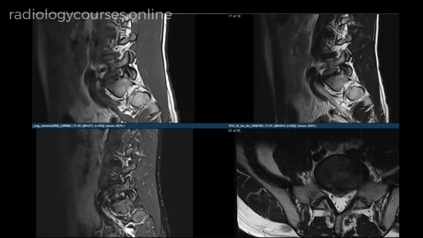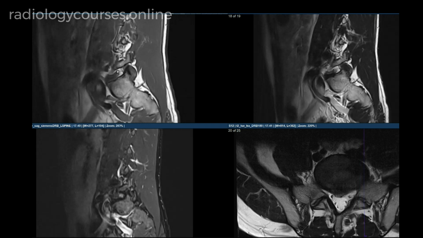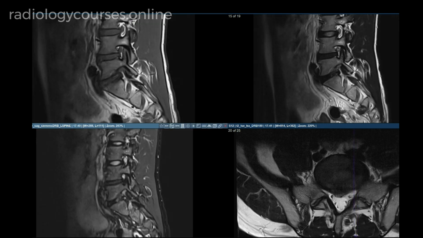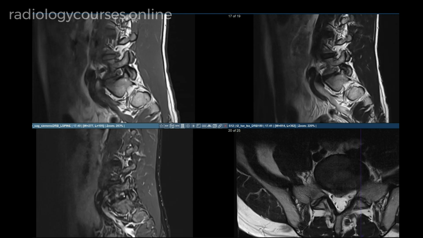As it comes out of the exit foramen, we start seeing the fat around the nerve and it is not impinged there. If we look on the sagittal T2, we can appreciate a similar finding, but it is much better appreciated on the sagittal T1. Since fat is saturated on the sagittal STIR sequence, it is not a good sequence.